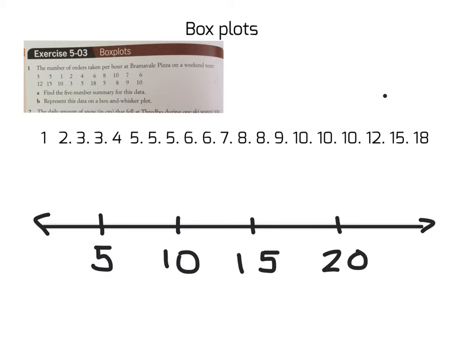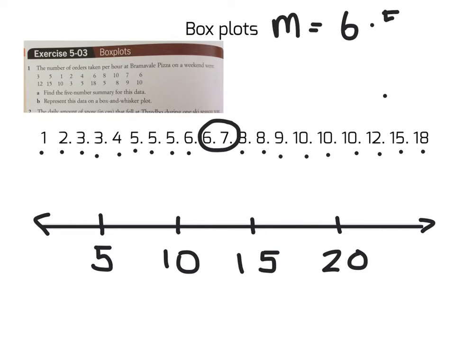Okay, so to find the median, I have to count from either side to find the middle number. So I'm going to go 1, 2, 3, 4, 5, 6, 7, 8, 9. And then I ended up with 6 and 7. So the median will equal 6.5.